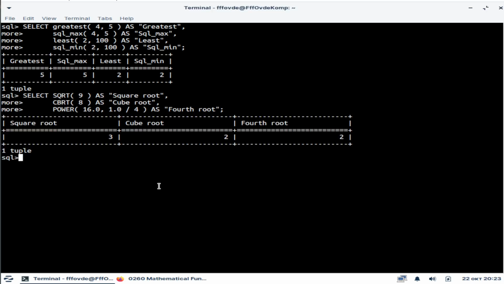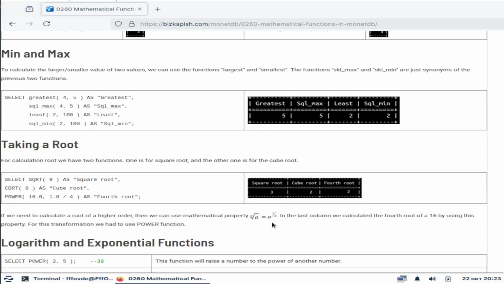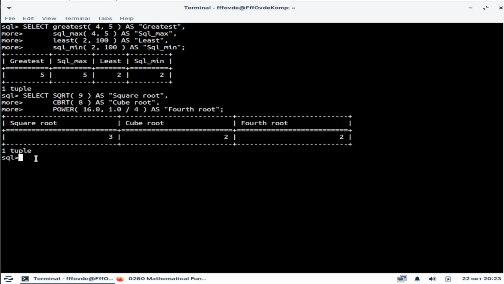But what if I want to calculate the root of a higher order? Well, for that, I will jump here to this web page, and here we can see this identity here. We can use that identity to calculate a root of a higher order by using power function. So I'm using power function, and power function will calculate how much is 16 to the 1/4. So this is 0.25, 16 to 0.25 will actually calculate the fourth root of a 16, and that will be 2. And we can see that here in the terminal.